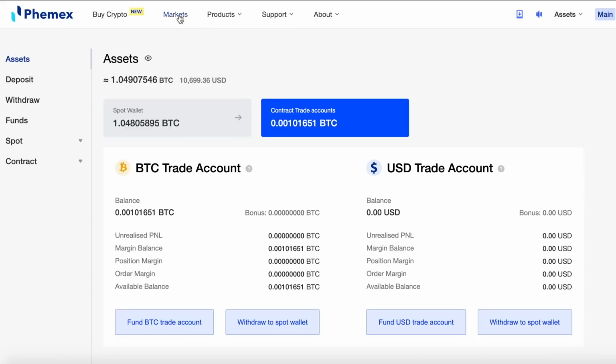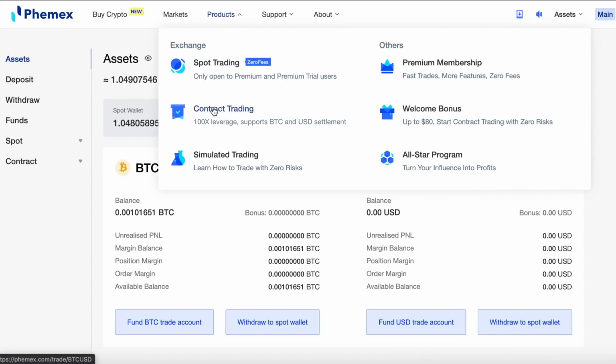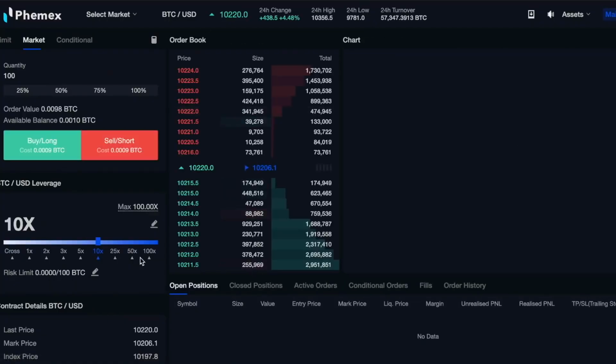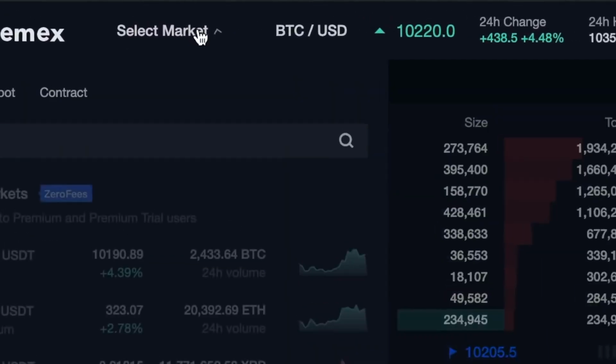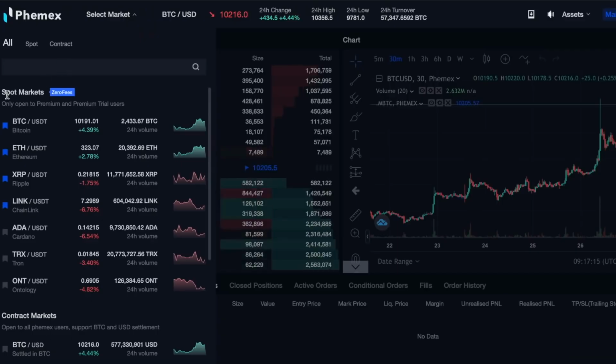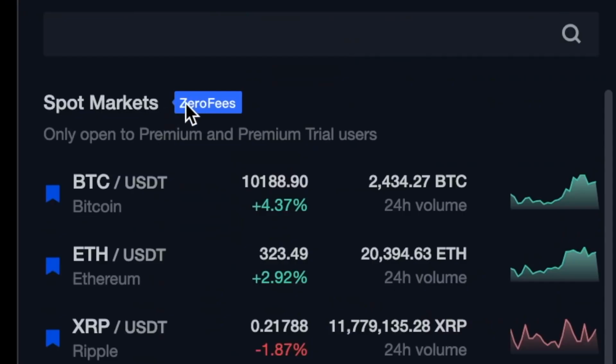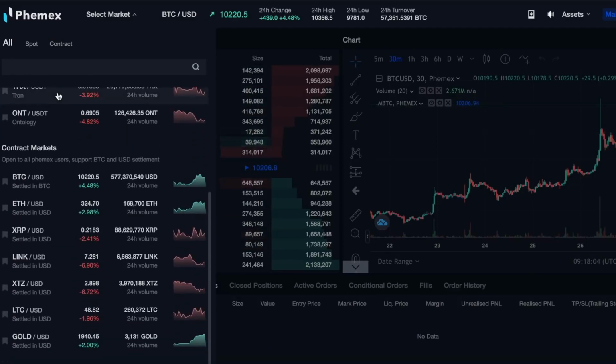Alright, but to explain this, I want to go over to the contract trading view here. If we click up here to select market, we get the spot markets, and these spot markets are all settled in US dollar tether. So to trade these spot pairs, you have to deposit US dollar tether. And here you can see this little zero fees badge. I'm going to talk more about that in just a couple of minutes, but first scroll down here.